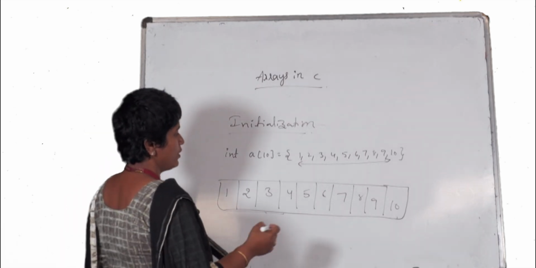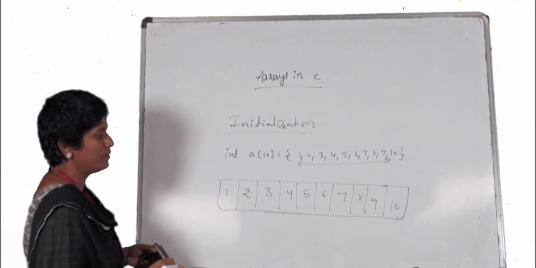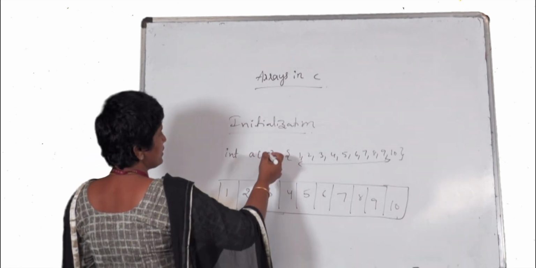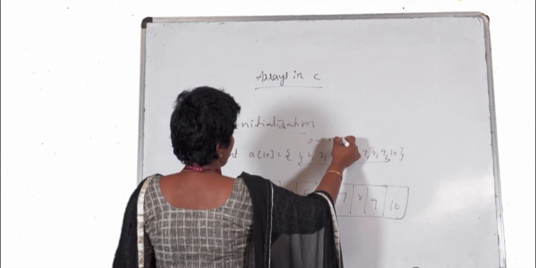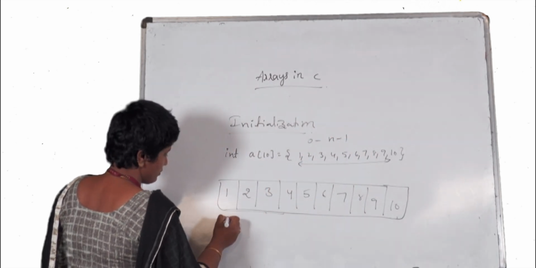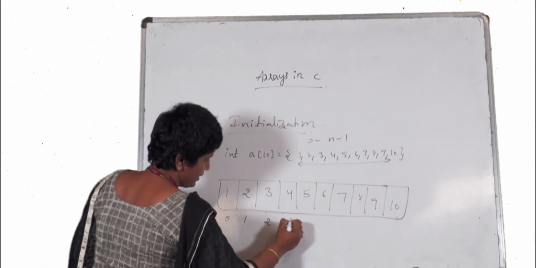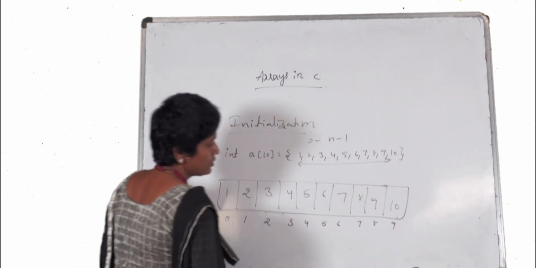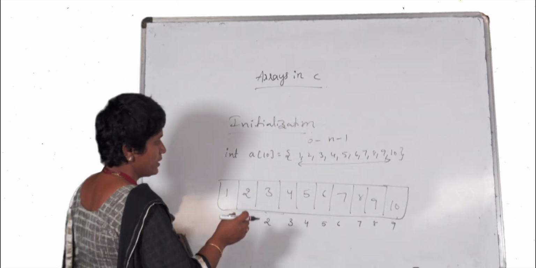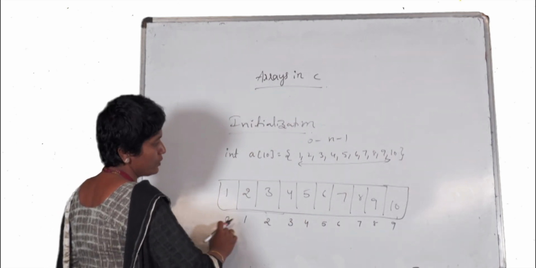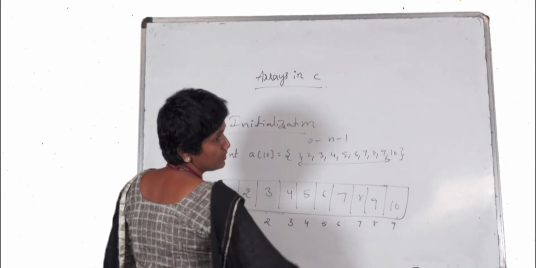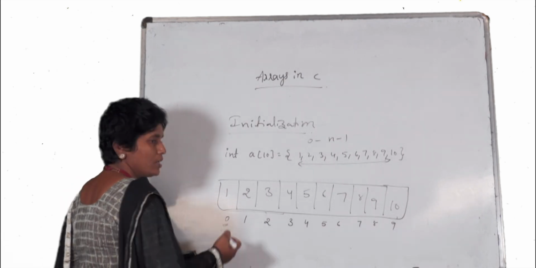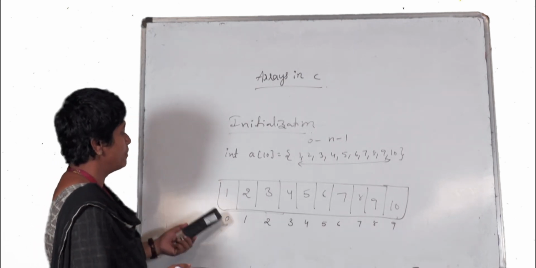So how can we access the array elements? The array index number starts from 0. Suppose the array size is n, then the index is 0 to n minus 1. Here the index numbers are 0, 1, 2, 3, 4, 5, 6, 7, 8 and 9, and the array size is 10. So the index number is 0 to n minus 1, that is 0 to 9. We can access the array elements based on the index numbers.